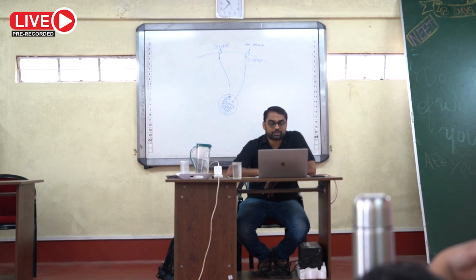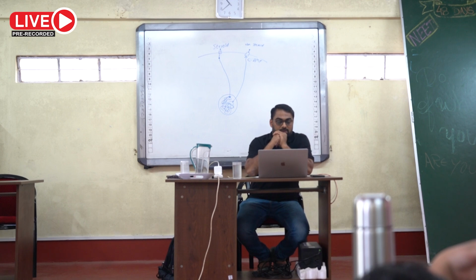The zygomatic arch bone is found in the... Where is the zygomatic bone? Cheekbone. Cheekbone is the zygomatic bone. Zygomatic arch is this here, which forms the under eye ridge. So it is in the skull. Vertebrae, sternum, pelvic girdle, no, right.